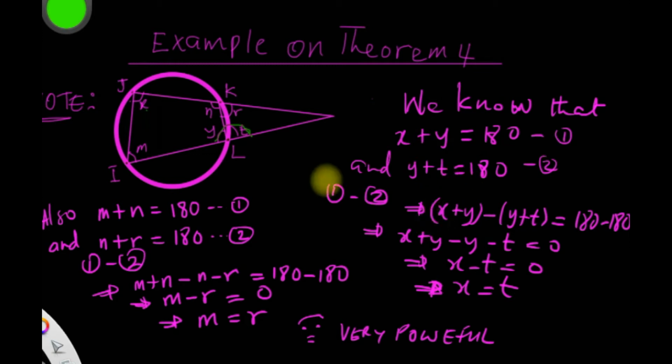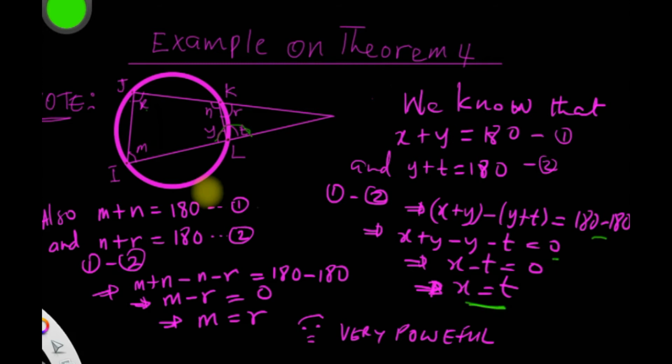So let us subtract equation 2 from equation 1. So we get x plus y, and then minus y plus t, is equal to 180 minus 180. When we remove the bracket, we get x plus y minus y minus t is equal to 180 minus 180, which is 0. So y minus y will go away. Then we get x minus t is equal to 0, which implies that x is equal to t.